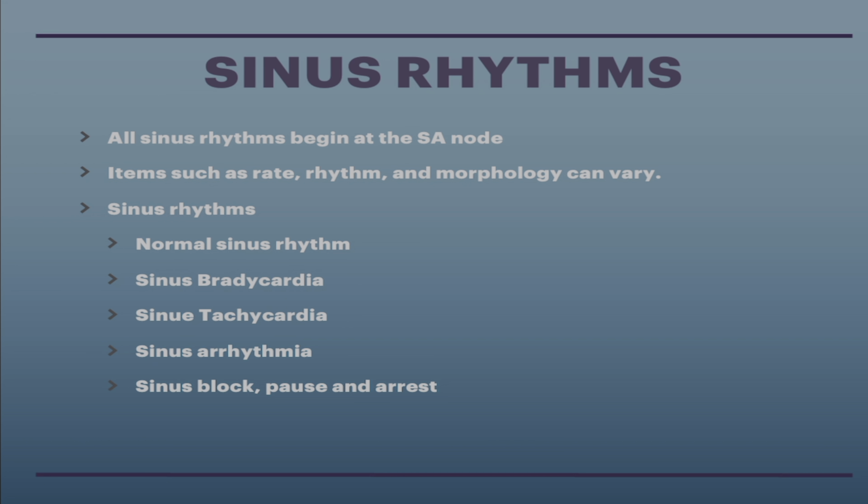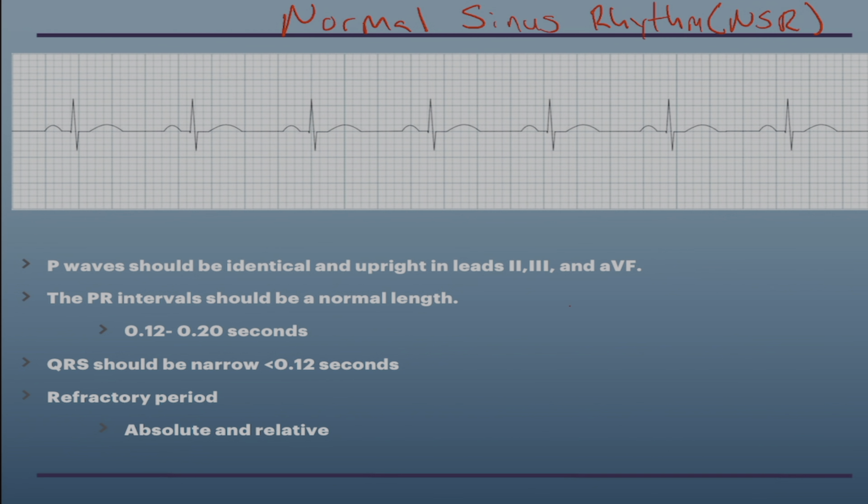For a sinus rhythm, technically it's not considered an arrhythmia. It's just the normal state of functioning as the heart cycles through its automaticity and its depolarization and repolarization. So some of the sinus rhythms that we're going to talk about today are going to include a normal sinus rhythm, bradycardia, tachycardia, sinus arrhythmia, sinus block, pause, and arrest.